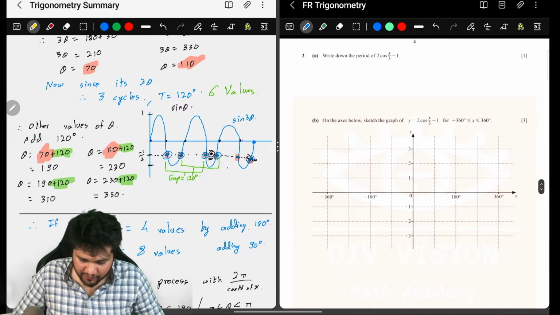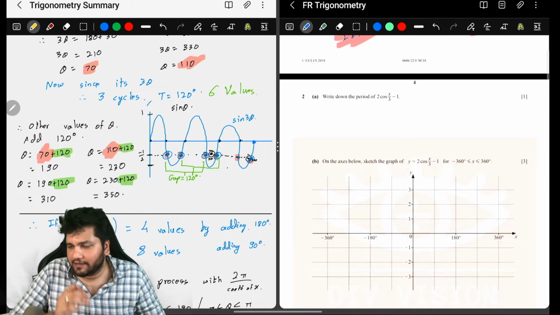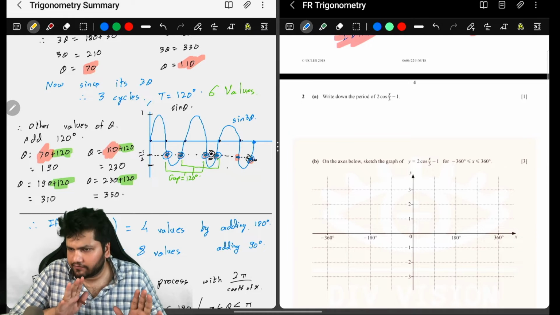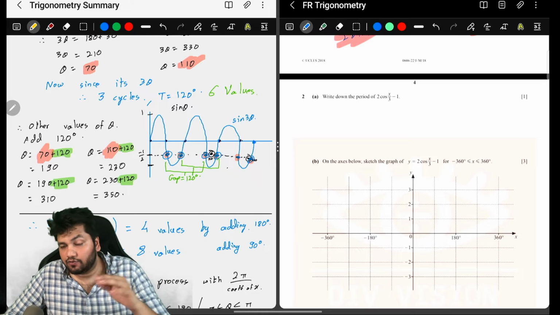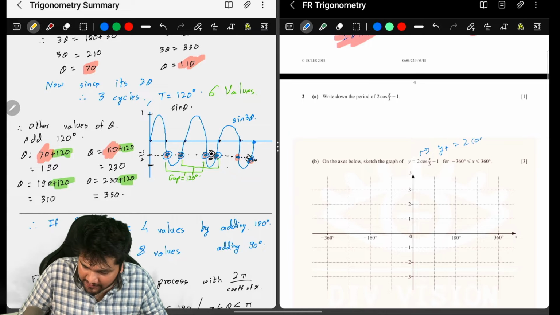Now what about graphs? So as you can see, 2 cos x by 3 minus 1. Remember, when it is 2 cos x, normal graph cos x, okay, no problem. But when it is 2 cos x by 3 minus 1, I would just suggest you, for drawing the graph, write this as y plus 1 is equal to 2 cos x by 3.